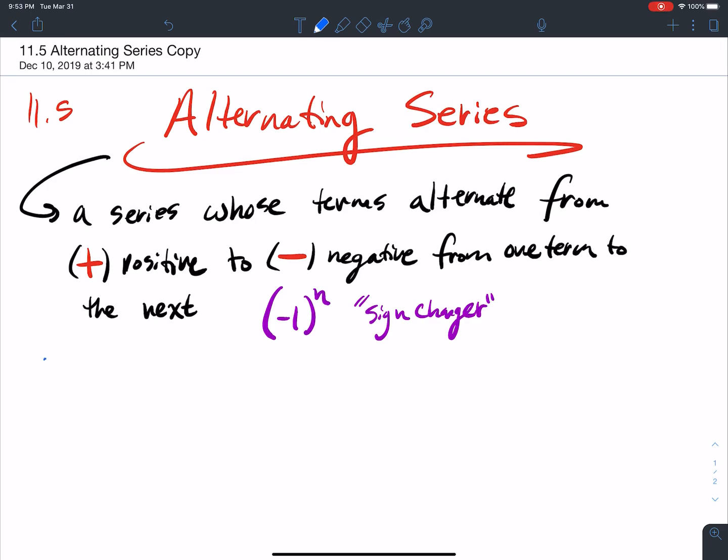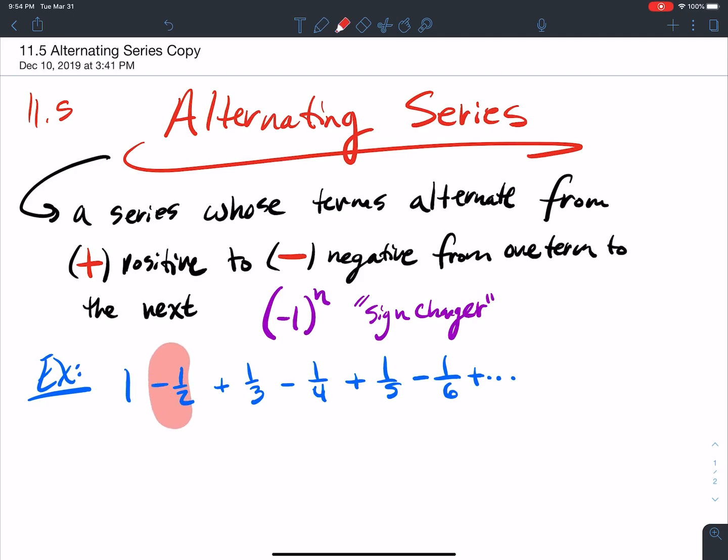So an example, something that's alternating, like 1 minus 1/2 plus 1/3 minus 1/4 plus 1/5 minus 1/6, and so on. We're alternating between positive and negative each time. So plus minus, plus minus, plus minus, and so on.